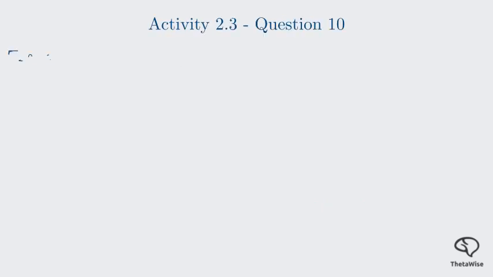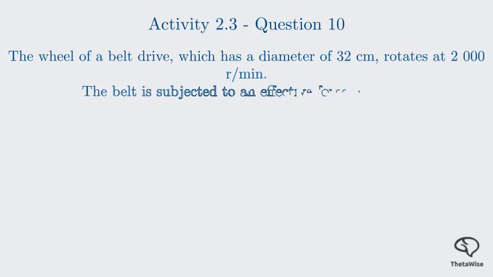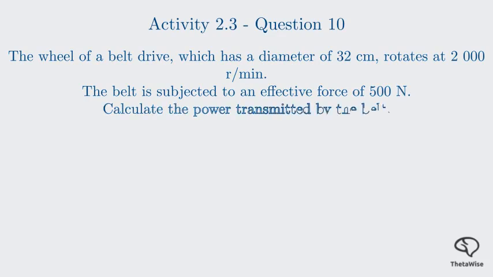Question 10 is very similar to question 8. The wheel of a belt drive, which has a diameter of 32 centimeters, rotates at 2,000 revolutions per minute. The belt is subjected to an effective force of 500 newtons. Calculate the power transmitted by the belt.